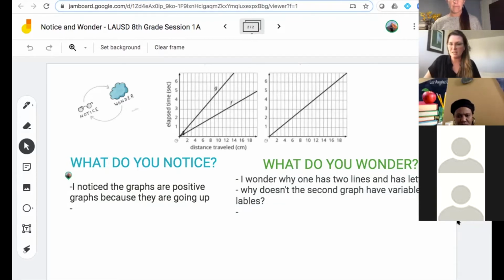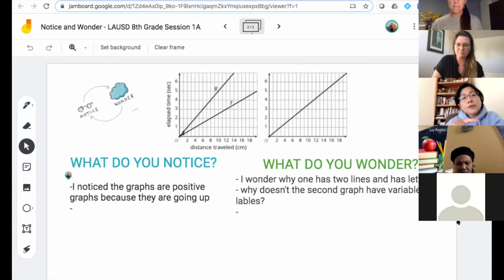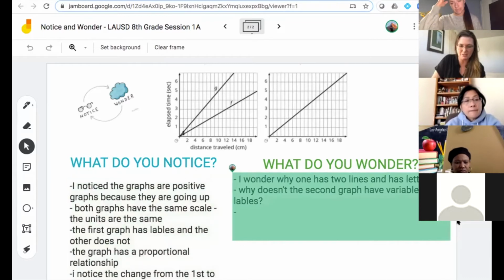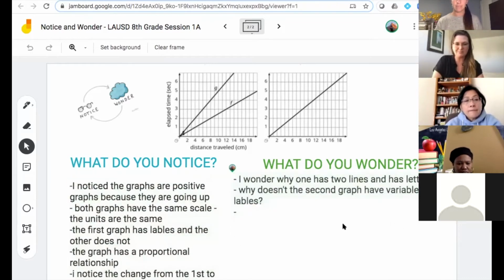Anyone else? I noticed the change from the first graph to the second graph. Where do we have to put it in one? Where did the point meet? The line becomes one line when the gap gets close together. So does that second graph represent some combination of those other lines? Yes. Oh, so that's a wonder. I'm going to add that over here because that's something that I wonder as well.